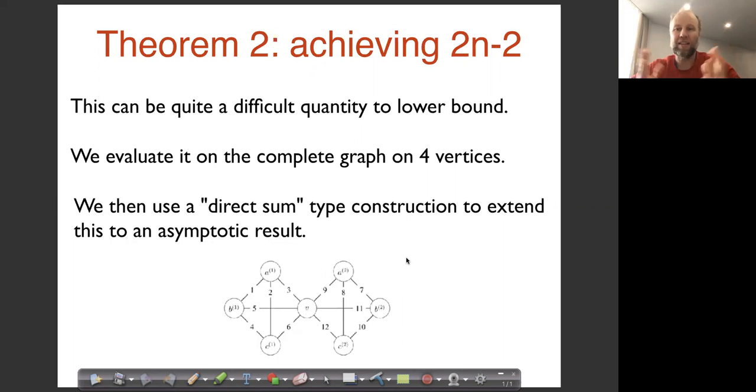We're able to show this direct sum type bound. I should highlight that it's not a general direct sum. It is tailored to this particular case, but in this particular case, we are able to show this direct sum type lower bound.